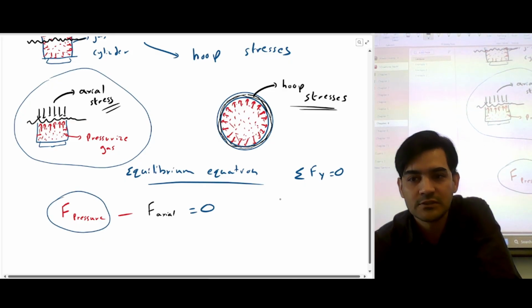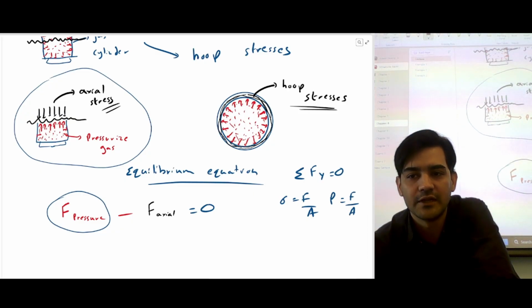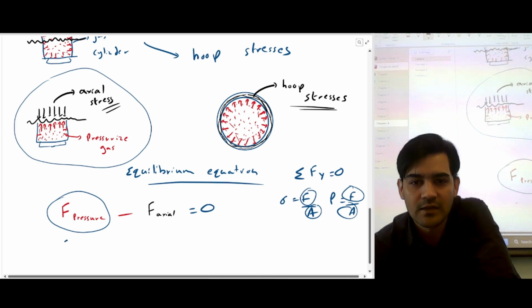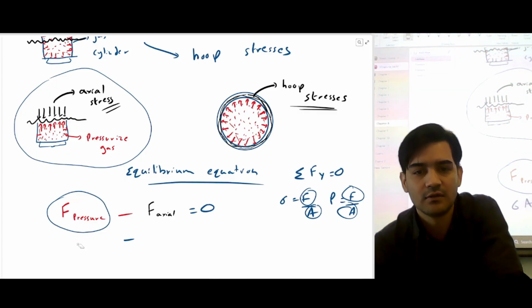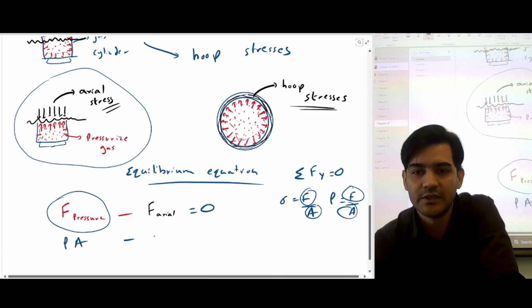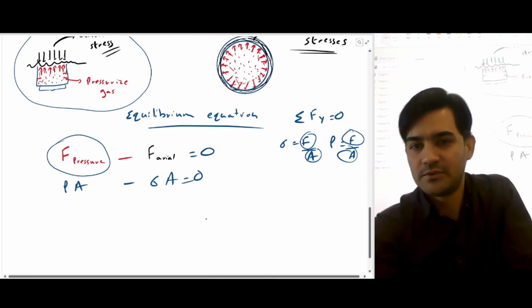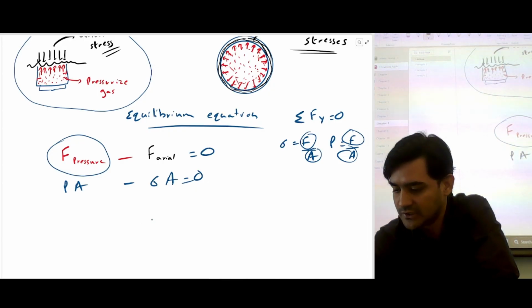Stress is force per unit area, pressure is also force per unit area, but the areas are different in this case. So from this we can calculate forces. Force is going to be stress times area. This is pressure, so this is going to be pressure times area. This is going to be stress times area. But I'm just gonna skip the derivation and write the final equation for the axial stress.